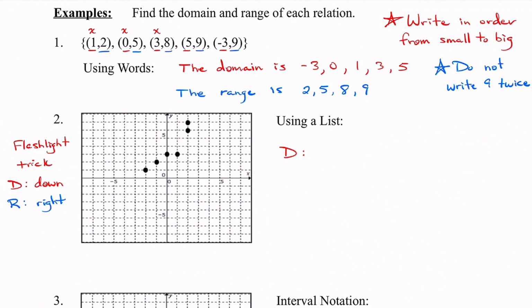So back to doing the domain here, we're going to pretend like we have a flashlight pointing down. It's going to be sending light from the top here. We're going to have light going all the way across the top, and then that light is going to come down, and it's going to hit these points, and then that point blocks the light, and then we're going to get a shadow here on the wall.